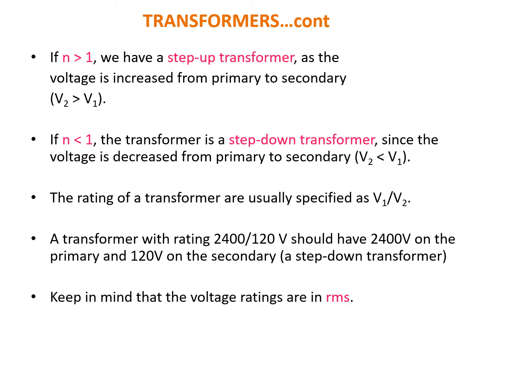And then usually n is more than 1 or n is less than 1. For step up, n is greater than 1. For n less than 1, the transformer is step down. For step down, usually in the DC power supply in this chapter, you will have n less than 1. The rating of a transformer is usually specified as V1 over V2, so you can get this from the transformer.